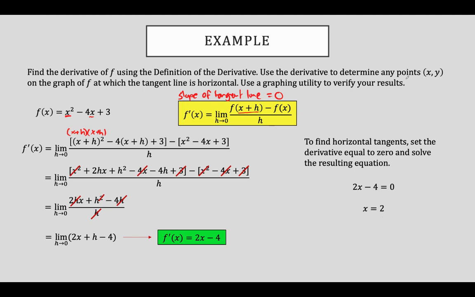Notice that the problem says find points x comma y. Well, if we have an x coordinate, we find the corresponding y coordinate by plugging it into our function. Now this is a point on the graph of our original function f. Therefore, we want to plug in 2 into our original function f of x. We evaluate f of 2. This would be 2 squared, which is 4, minus 4 times 2. 4 minus 8 is a negative 4, plus 3 gives me negative 1. All right, so my horizontal tangent occurs at the point 2 comma negative 1.